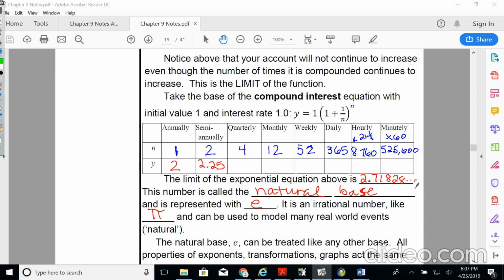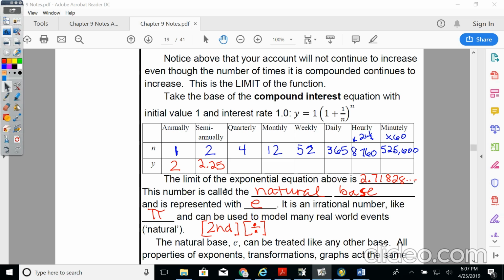It looks like it's 2828, but if you go further on, it doesn't continue that. Remember, for the E number you press the second button and then the divide button, and that's where you'll find the number E. At the bottom it says the natural base E can be treated like other bases. All the properties of exponents, transformations, and graphs act the same way. We'll do a little bit more operations on Thursday with E.